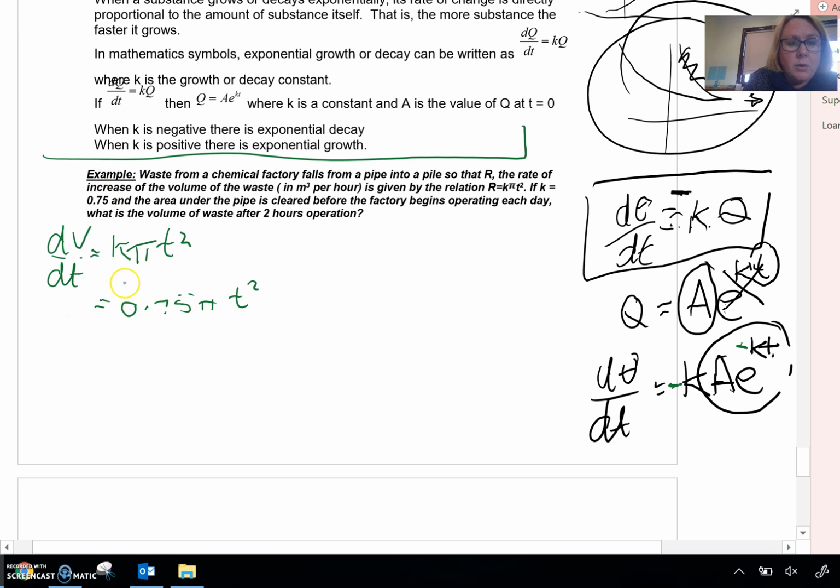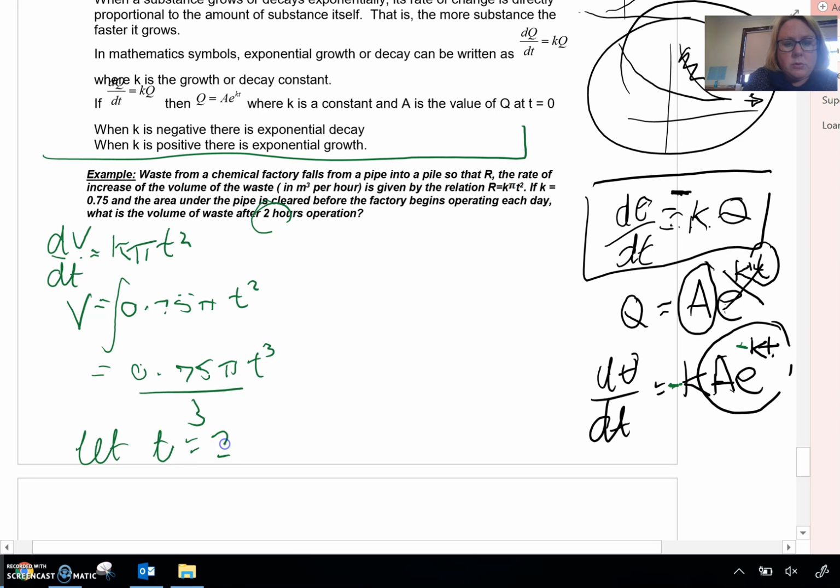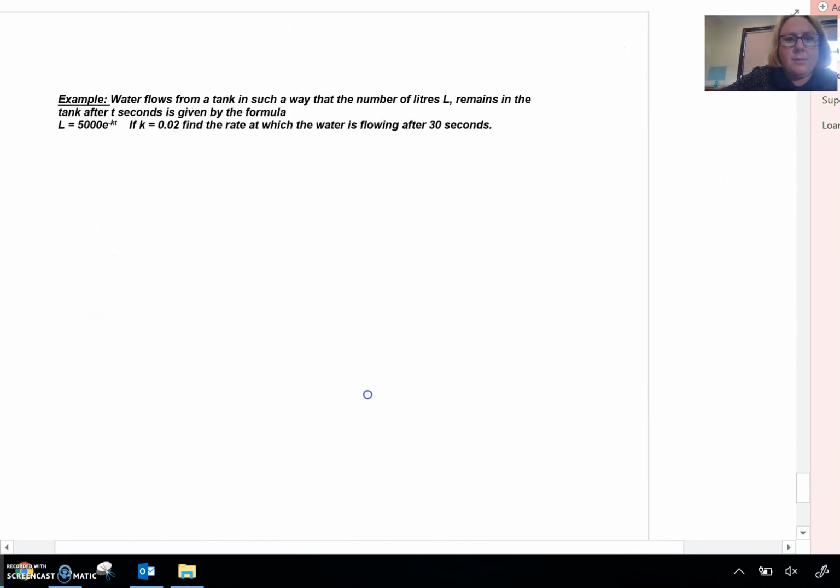If I want to find volume, I need to integrate. So I'll just finish it and then we'll come back to this. So if I want to find volume, I integrate. So it's 0.75 pi t cubed on 3. And that's when it's 2 hours, so let t equal 2. Sorry, bad example. Let's go on.